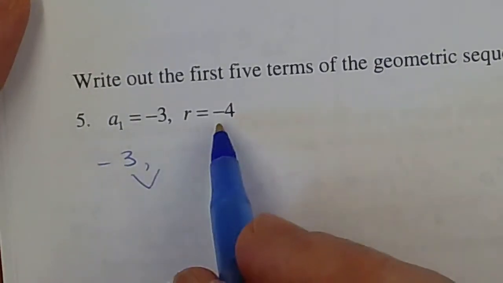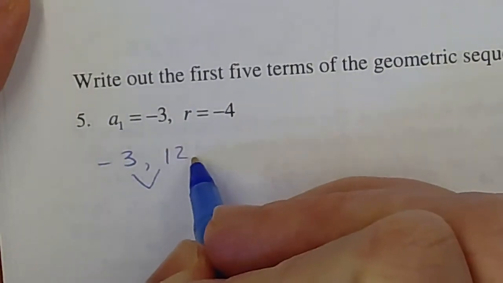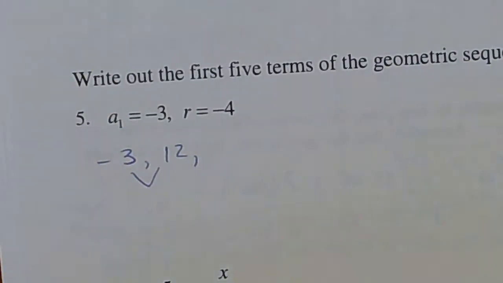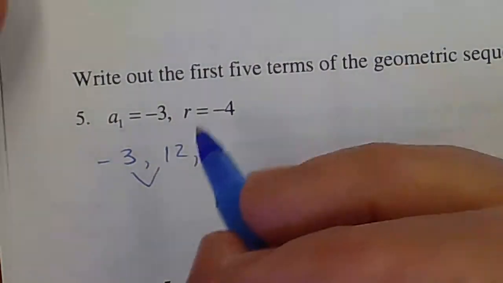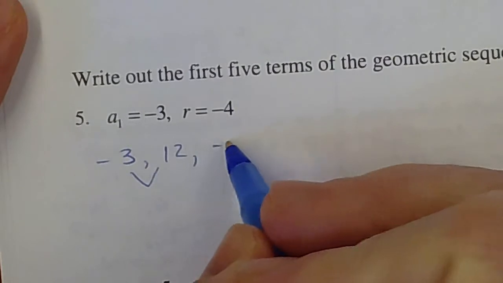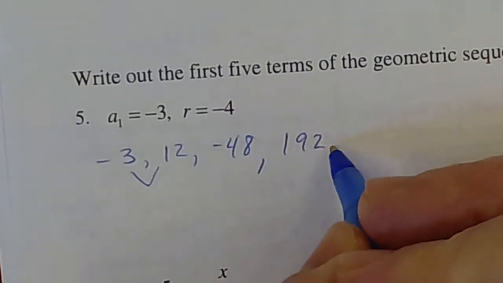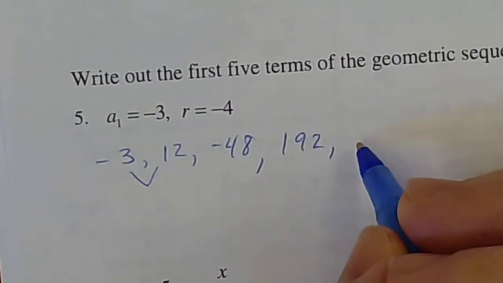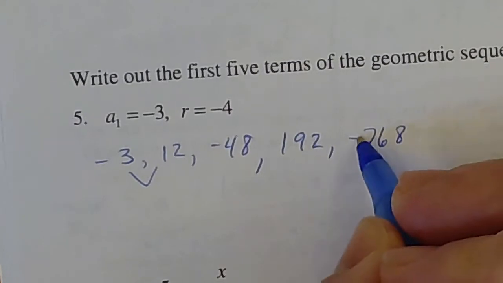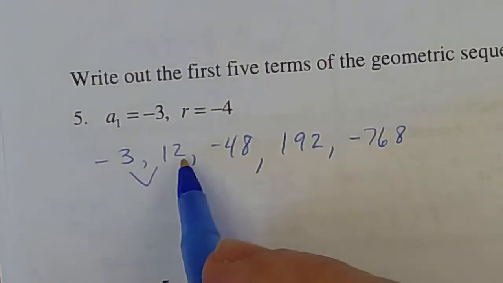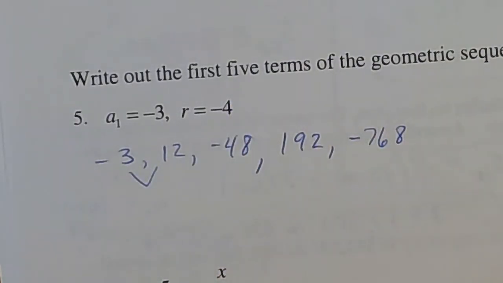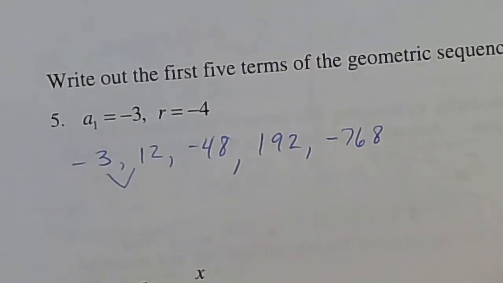Negative 3 times negative 4 is positive 12. And you keep going. No work you need to show. If this is a free response problem on your quiz, you don't need to type all that work in, just start multiplying and give the sequence. Then we multiply again, we get negative 48. We multiply again, we get 192. And then negative 768. Alternating signs because of the negative. All right, try 6.